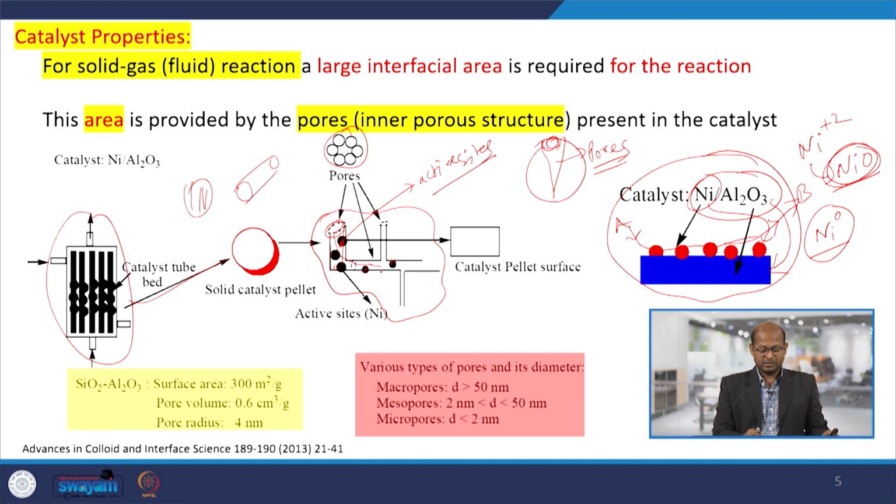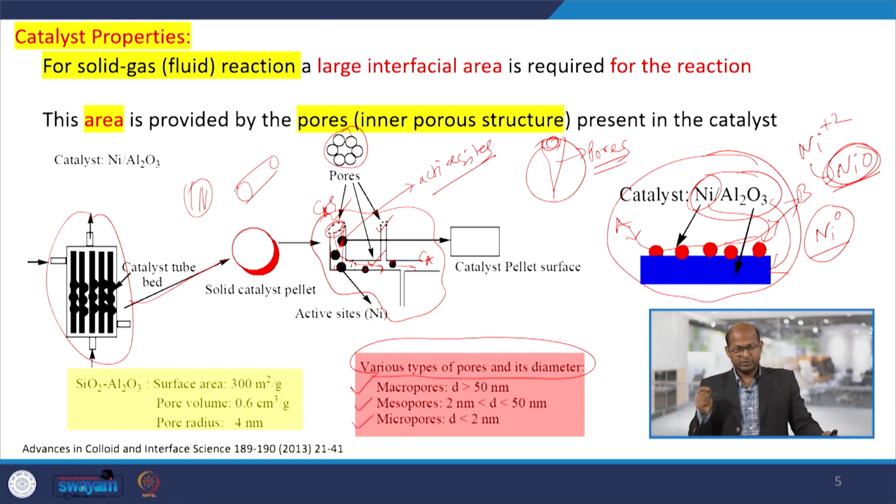Here are the pores, where reactant molecules will come and follow these pores to go inside the catalyst through diffusion, which we have already discussed, and then interact with the active sites and convert into the corresponding product. This is also a pore, this is also a pore. Different types of pores are available, depending upon the diameter of the pores.